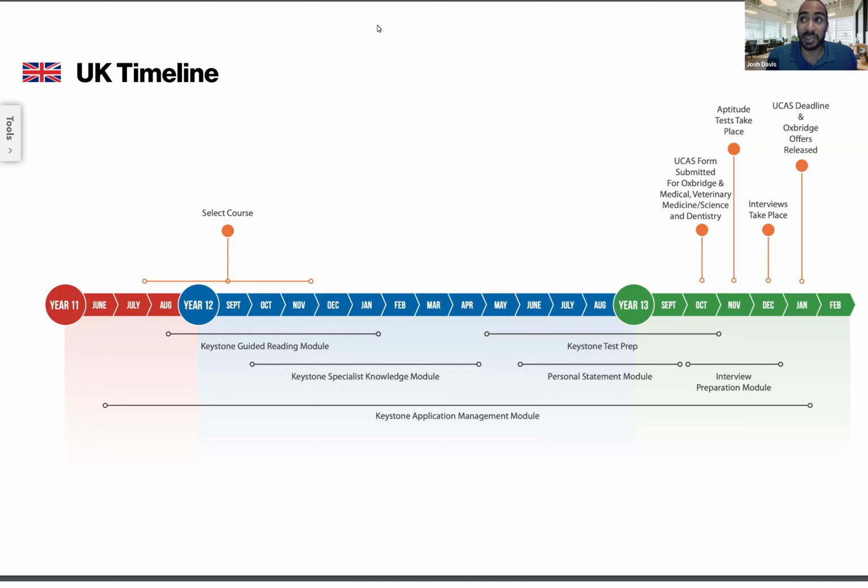Obviously, we always tell students, even the ones who got into their first choice on December 15th, a dream come true, right? I got into my top choice school. It doesn't mean you take your foot off the gas. It doesn't mean you stop going to class or you stop working hard.